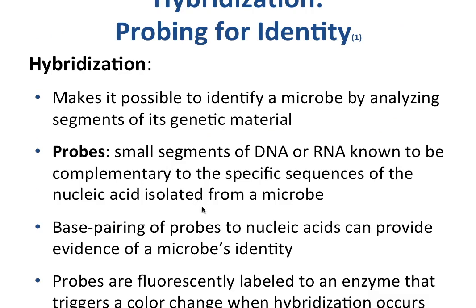Hybridization is a technique to detect pathogens. This technique requires a probe. The probe is a small segment of DNA or RNA, conjugated with fluorescence. We can incubate this probe with the samples. If the probe is bound to a microorganism, we can know what microorganism it is.